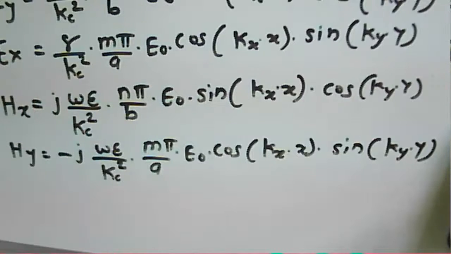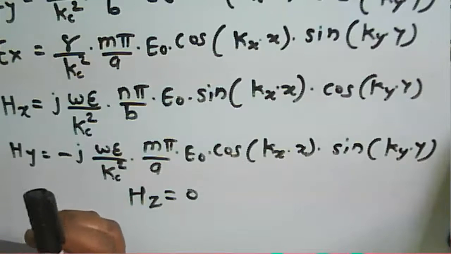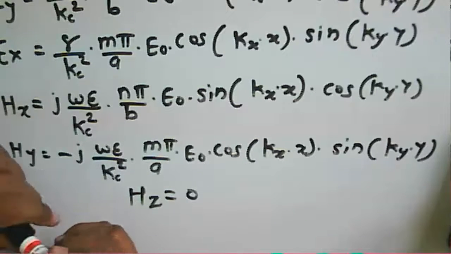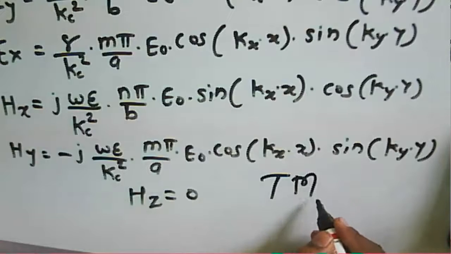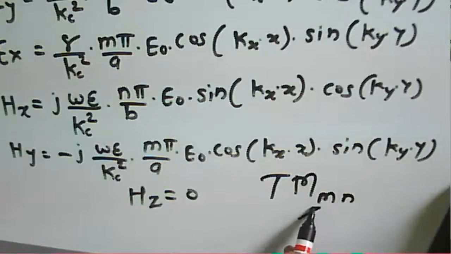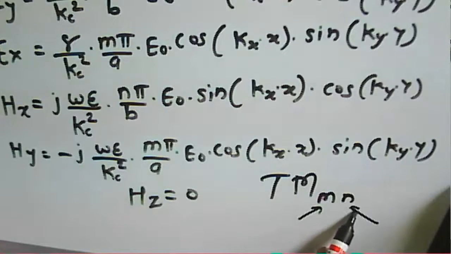Now from this we say that the component of Hz is equal to 0, because it is about a transverse magnetic field. And this M and N are nothing but half cycle variations. For the given mode, TE or TM, suppose I am saying it is our TM mode, then it is subscript m and n. M represents the half cycle variation along A, and N represents the half cycle variation along B. But both M and N are not equal to 0.